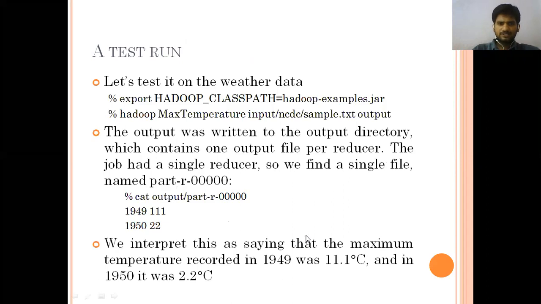So see this, the test run, where we have the code. First we will see this line, the last but one line. The output was written in the output directory, which contains the output files for the reducer. The job had a single reducer, so we find a single file named part-r. Please remember that the R in part-r stands for reduce. We will discuss that in the next topic.